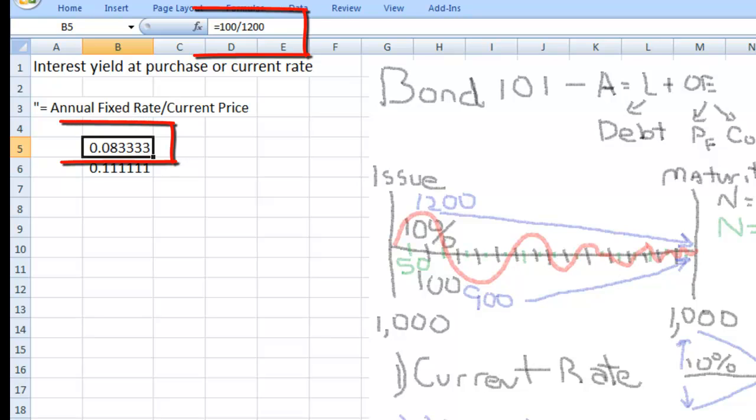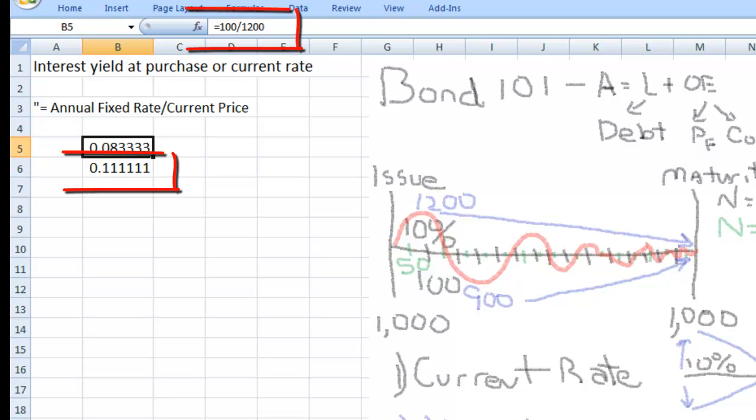So if we look up at the top here on this formula, we'll see the annual payment of $100 divided by the $1,200 gives us a current rate of 8.33%. And yes, it is trading at a premium and the current rate is below the 10%. The second one is here, and we see that the $100 payment is divided by the discounted $900 bond, which tells me that the current rate is greater than 10%. Therefore, it is trading at a discount.